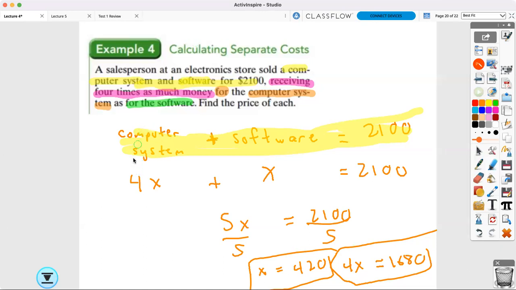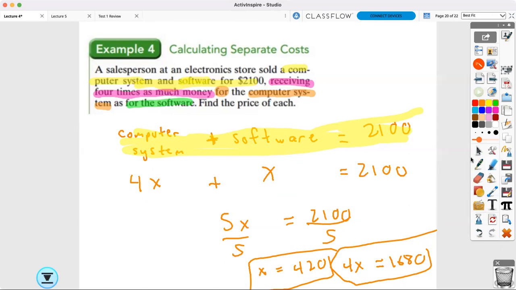So if the computer system is 4 times something, and that's something we don't know, right? We're going to call that something X. Plus whatever the software is, X. We don't know what the software is. And we know the computer system is 4 times as much money as the software.